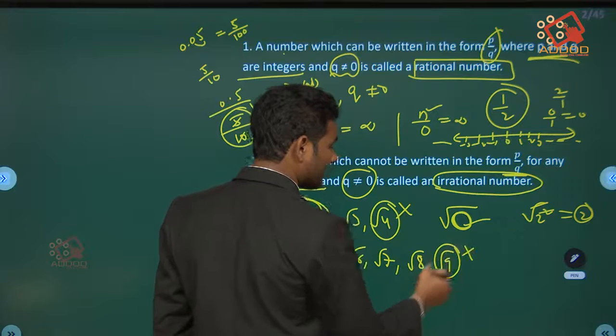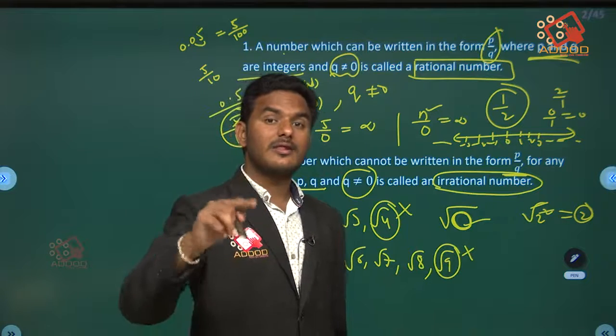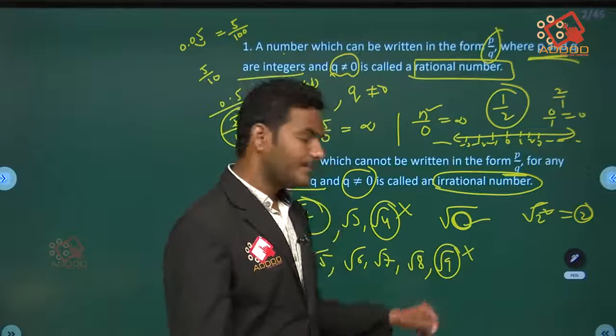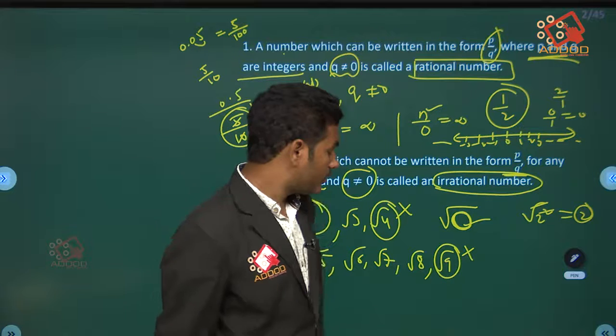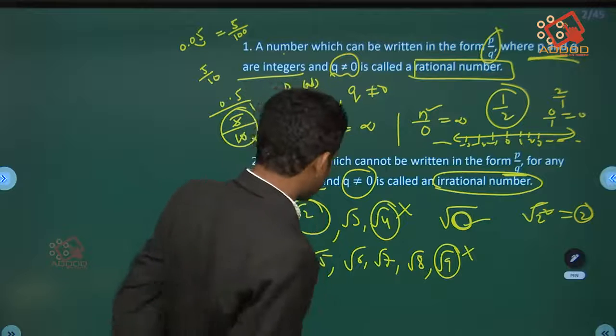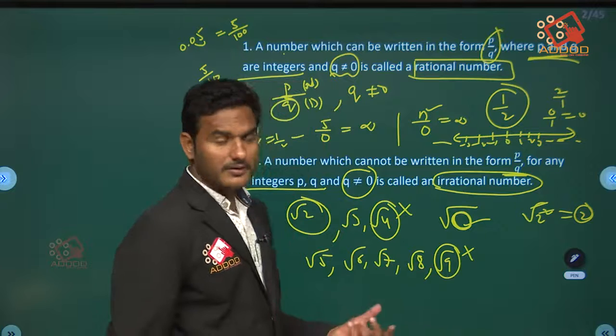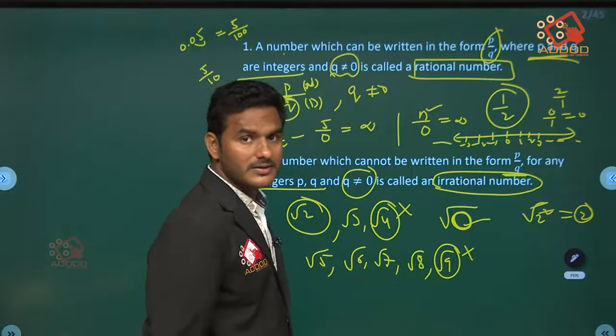But root 9 is not an irrational number. Why? Because 9 is a perfect square number. Why? Because 3 squared is equal to 9, you are getting, right? So that is why it is not an irrational number, it is a rational number. Like that you can write many irrational numbers.